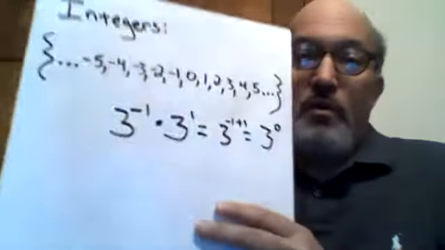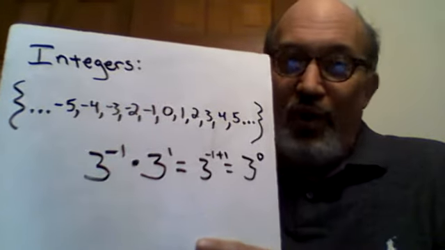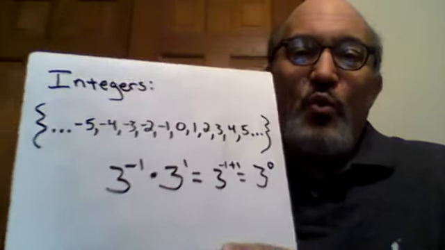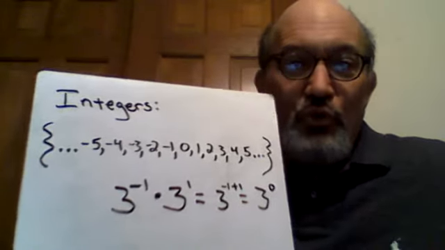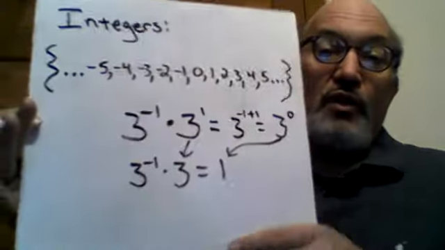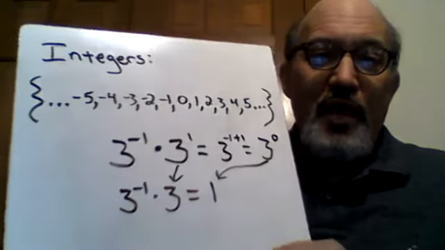3 to the negative 1 plus 1, or 3 to the 0. We've already established that 3 to the 0 is 1. And this is how math works. Once you establish something, you use it to establish other things. It's a progression. So let me rewrite this as 3 to the negative 1 times 3 equals 1. Because 3 to the 1 is 3, and 3 to the 0 is 1. So look at what we have here.